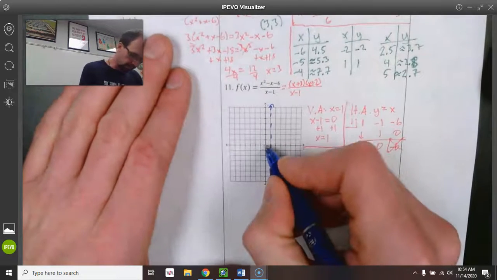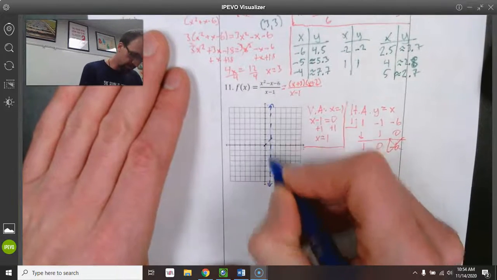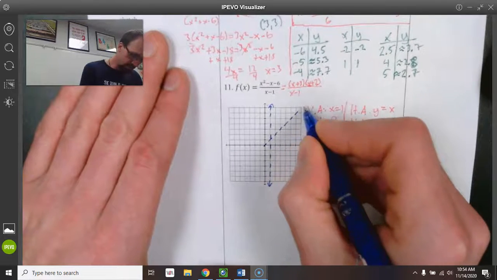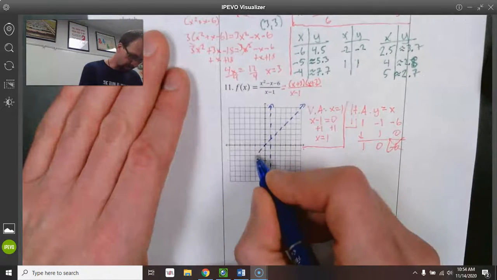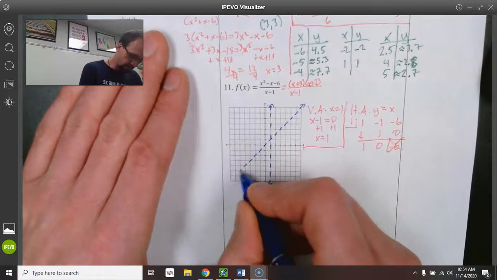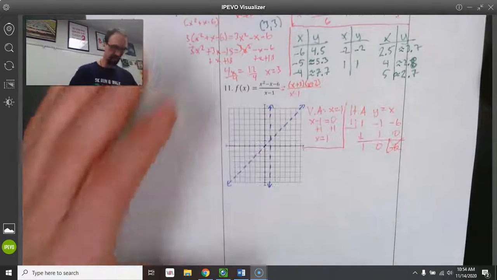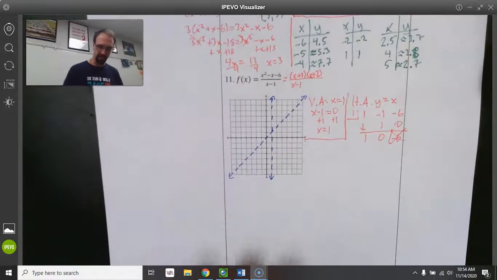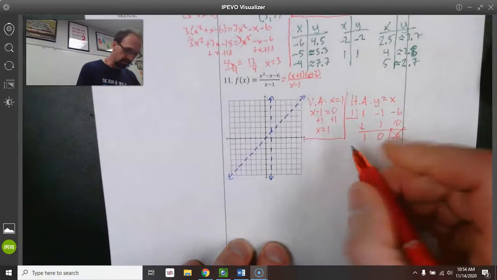So as I go through and construct this, it's going to look like this. There we go. All right, so now I have my two asymptotes graphed here. Let's go to the next part, finding the y-intercept.